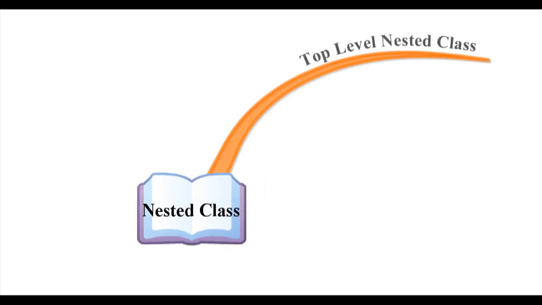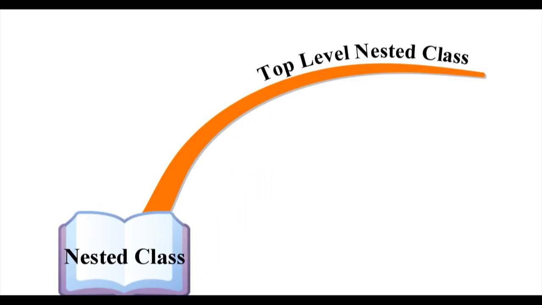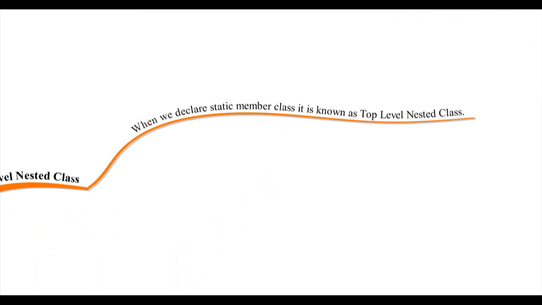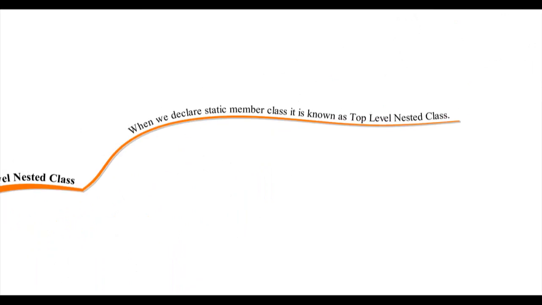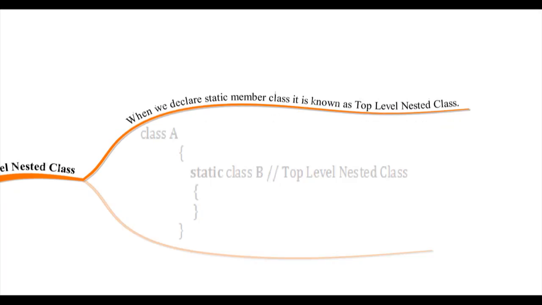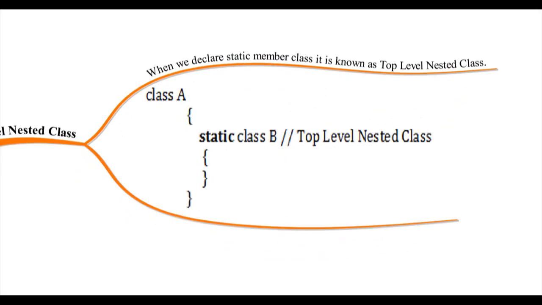There are four kinds of nested class. The first one is the top level nested class. Whenever we declare a class member as static, it is known as a top level nested class. For example, there is one class A, declared as the outer class, and another class inside it, which is a member of the class and is declared as static, then it is known as a top level nested class.